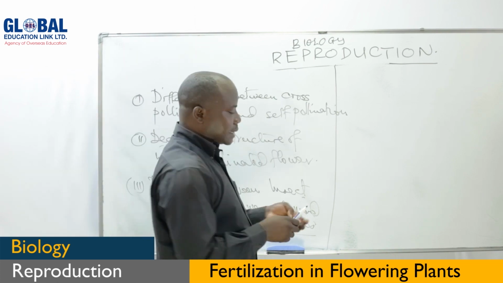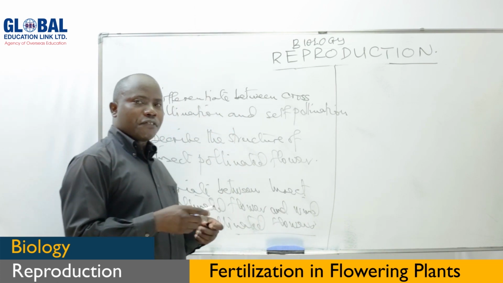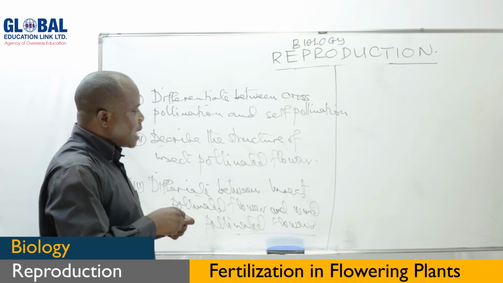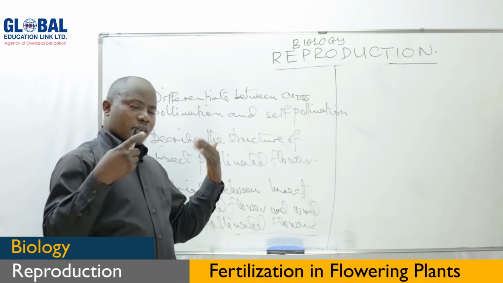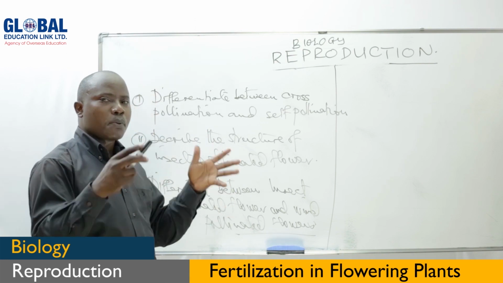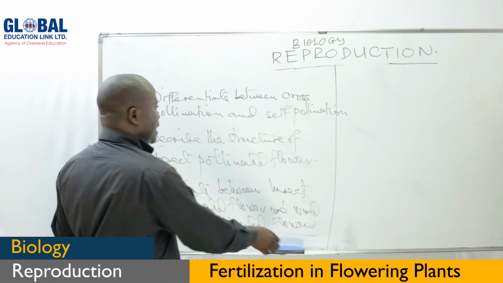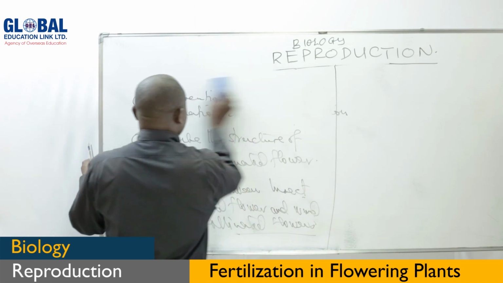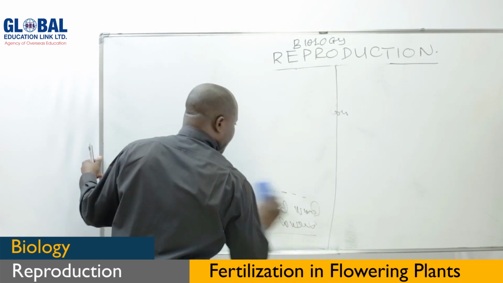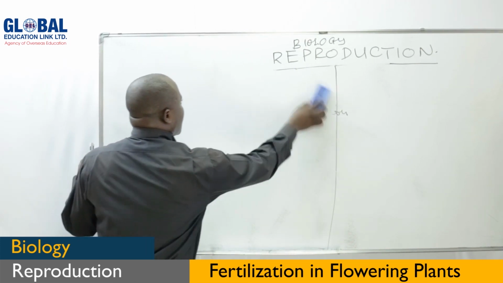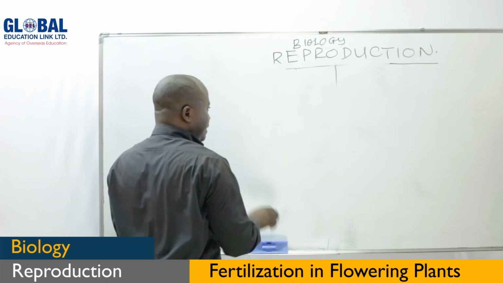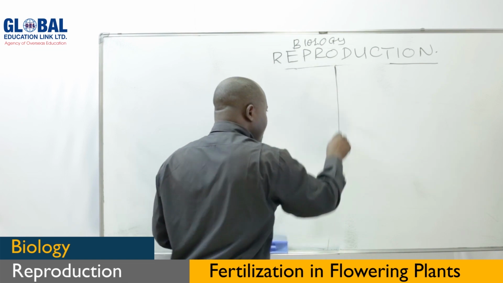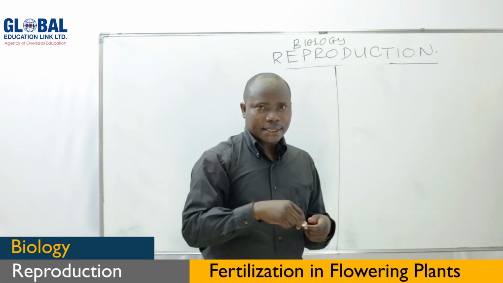These are just a few examples, just a few questions that can be asked. To answer this question, you just go back to the knowledge of pollination, as I have reminded you right here. Now, let us go to our area of concentration, which is fertilization in flowering plants.